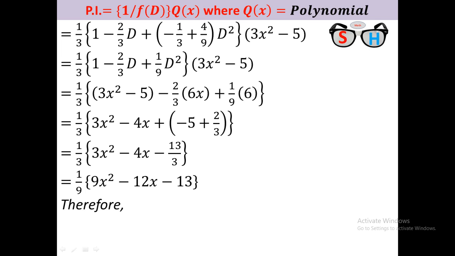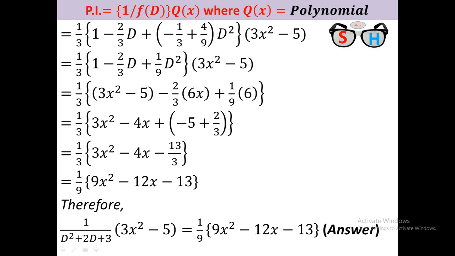Therefore, that is 1 by something of 3x squared minus 5. Okay, can you understand? I hope that you understand.